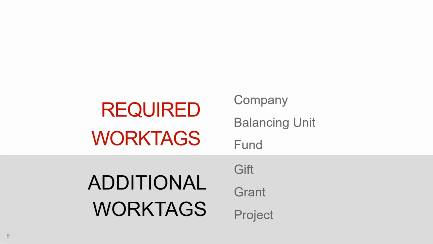By adding gift, grant, or project work tag to company, balancing unit, and fund, now you get a balance sheet specific to the assets and liabilities of that project. Many of the reports in Workday are based on this principle. A standard report is presented with an additional option that filters the results in a new way.